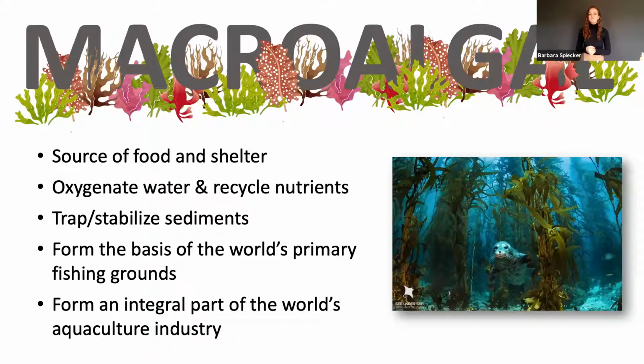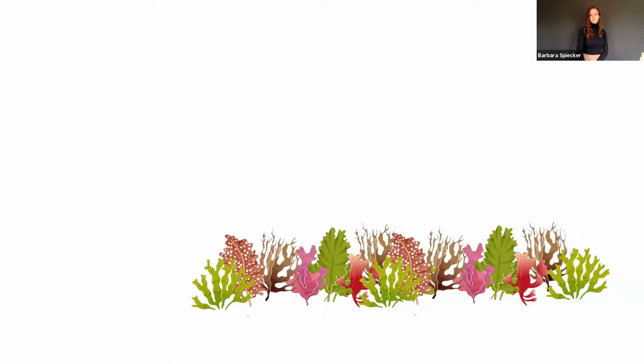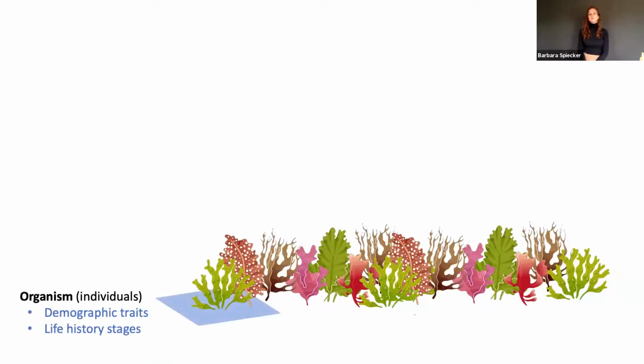All of those popular places that people like to go to fish, there's lots of algae there too. Furthermore, they form an integral part of the world's aquaculture industry. So zooming into that smallest, lowest scale, on an organismal scale, factors operating would include demographic traits of the individual, as well as life history stages of the species.